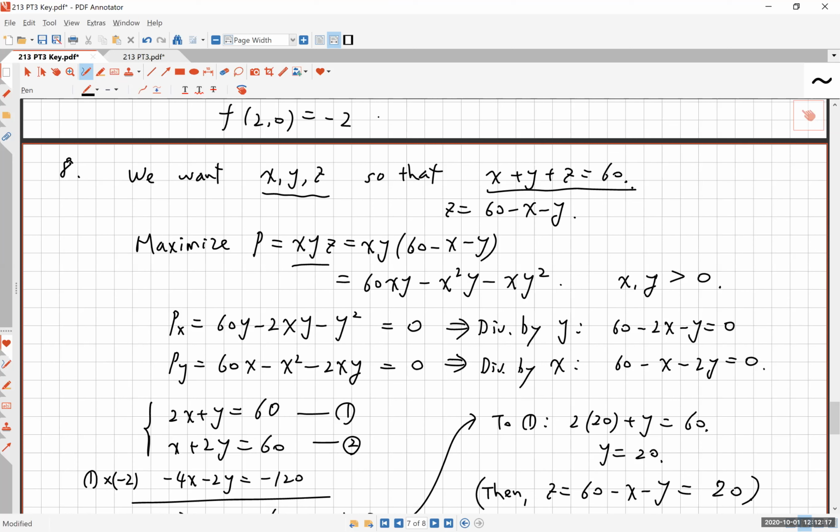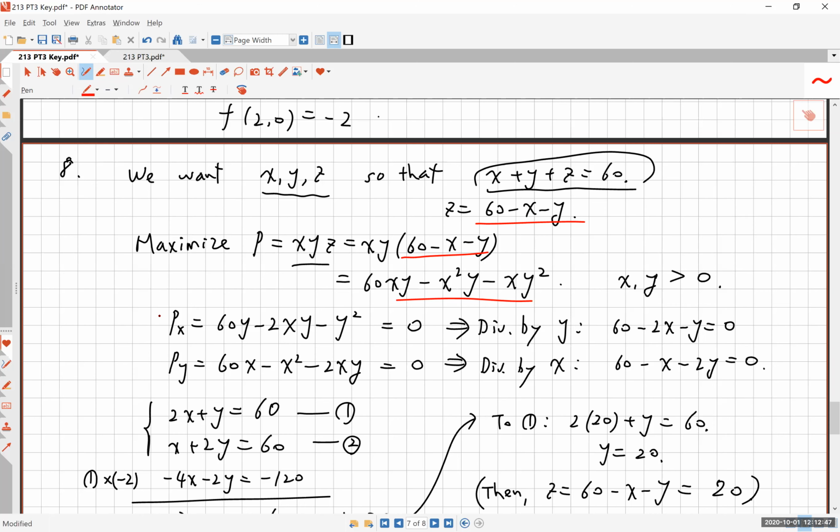I will show you 2 different ways of solving this, one according to section 7, one according to section 8. All right, so first you use the constraint. Let's solve this for z. Z is 60 minus x minus y. Plug that into the equation p, which we are trying to maximize. We write p as a function of x and y, 2 independent variables, right?